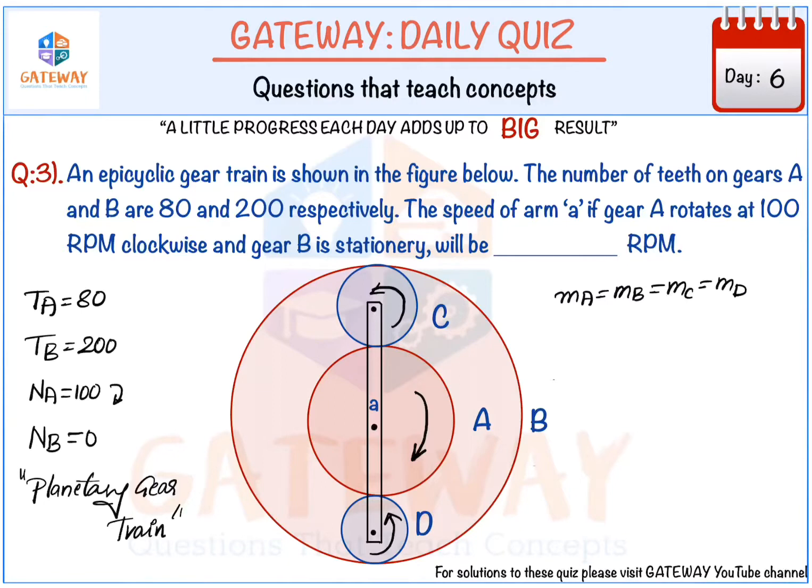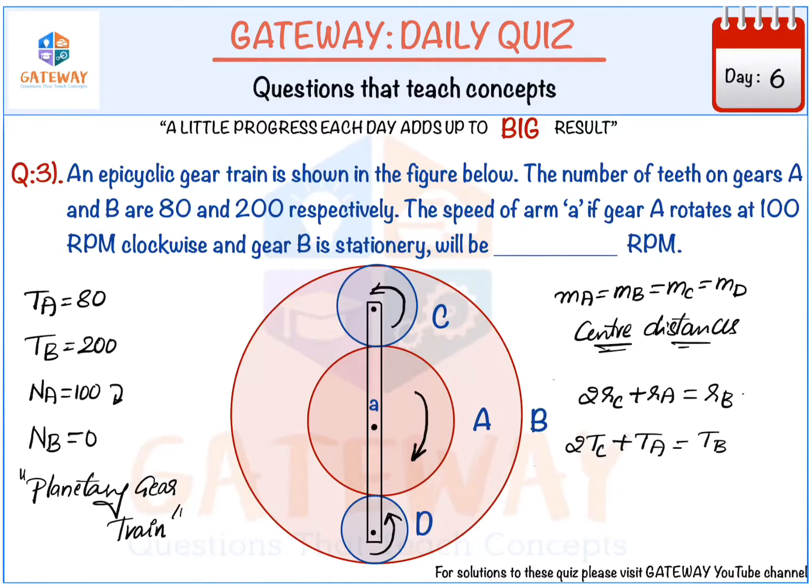Since all the gears have the same module, we can apply the center distance method. C and D are identical gears. Therefore, 2 times RC plus RA is nothing but RB. And here, since modules are equal, directly we can write 2 into TC plus TA is equal to TB. In the question, TA was known as 80 and TB was known as 200. From that, we will get the value of TC as 60, which is equal to TD.